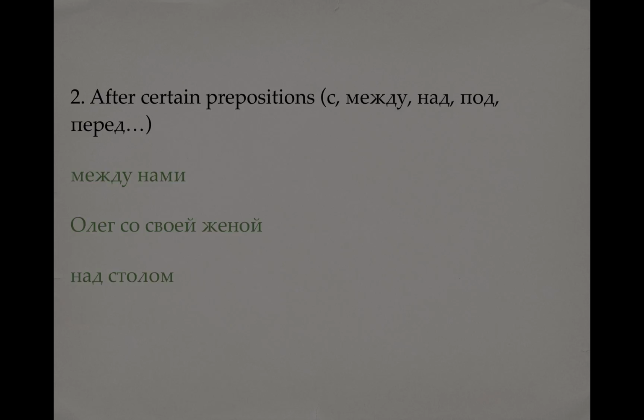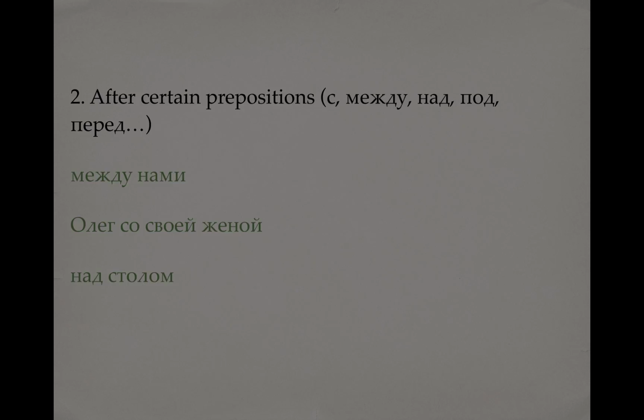So now let's look at the second case when we use the instrumental case. The second one is that we use it after certain prepositions, including с, with; между, between; над, over; под, under; перед, in front of. For example, между нами, between us. Олег со своей женой. Oleg and his wife. Над столом, over the table.